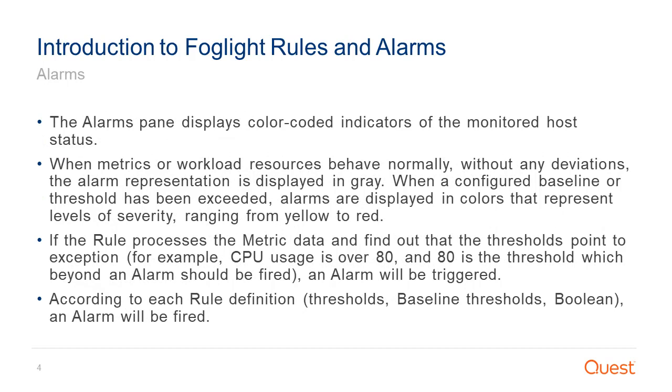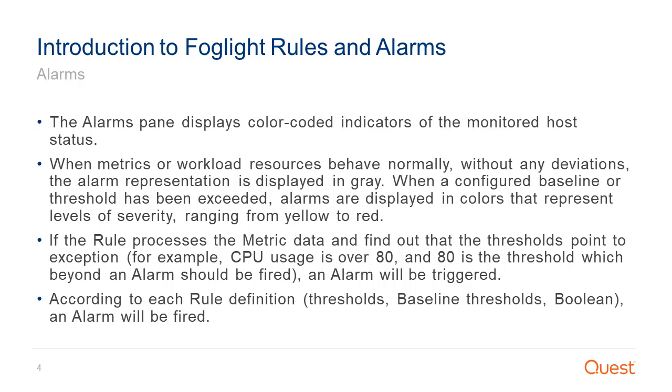The alarms pane displays a color-coded indicator of the monitored host status. When the metrics or workload resources behave normally, without any deviations, the alarm representation is displayed in a gray color. When a configured baseline or threshold has been exceeded, the alarms will be displayed in colors that represent levels of severity, which can range from yellow to red.